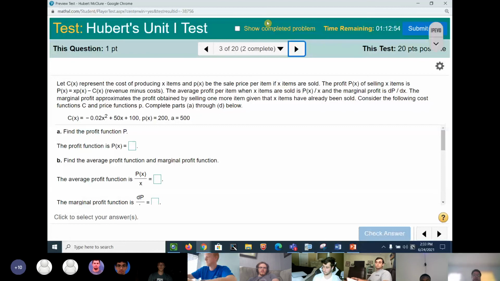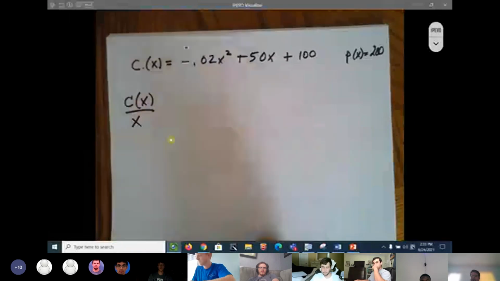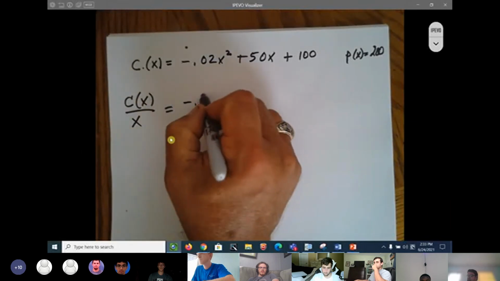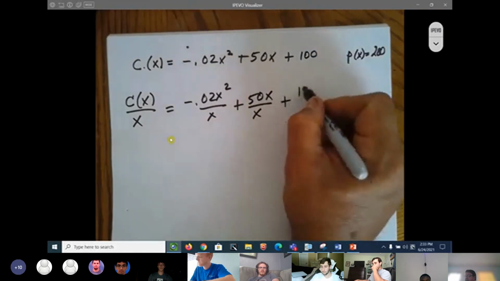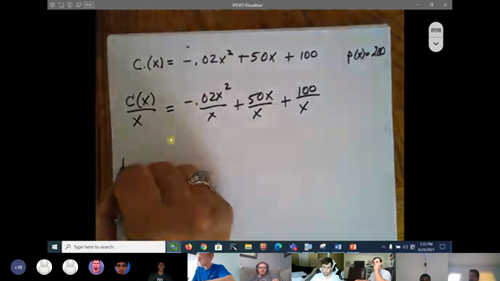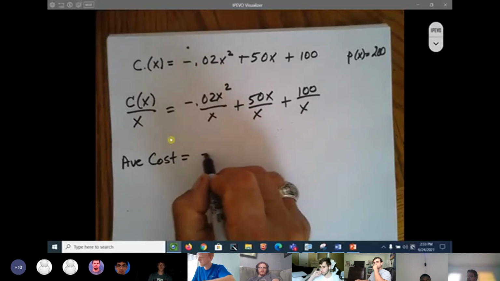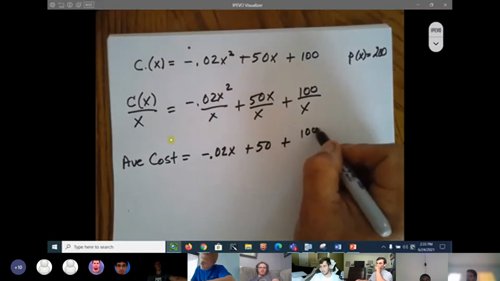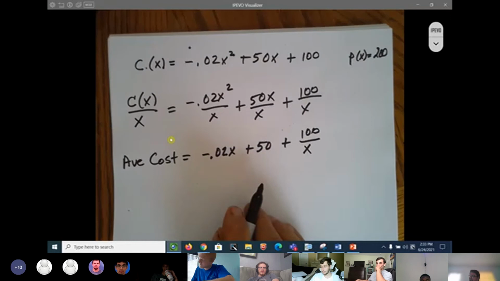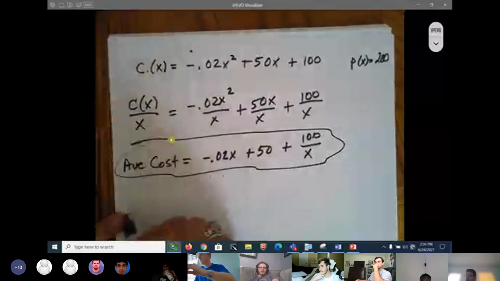Okay, to find the average cost, as I put in the video, you divide. Average cost is C of x divided by x. So negative 0.02 x squared divided by x plus 50x divided by x plus 100 divided by x. So the average cost is equal to negative 0.02x plus 50 plus 100 over x. That's the average cost. And then what is the marginal cost?